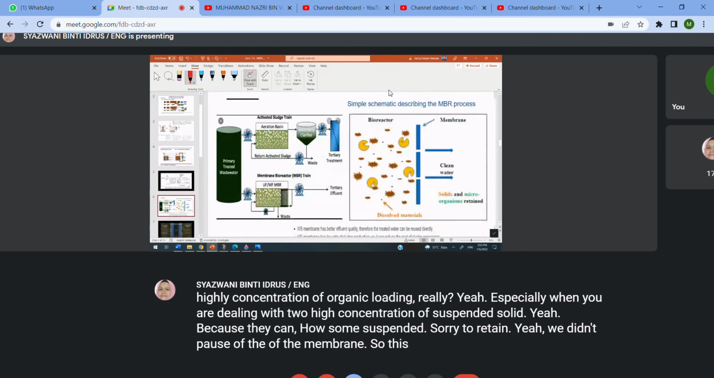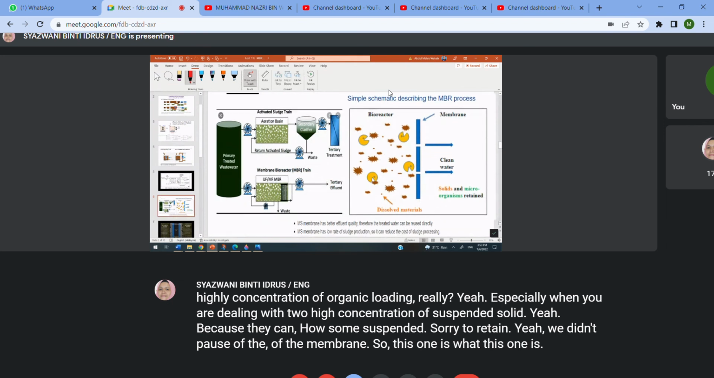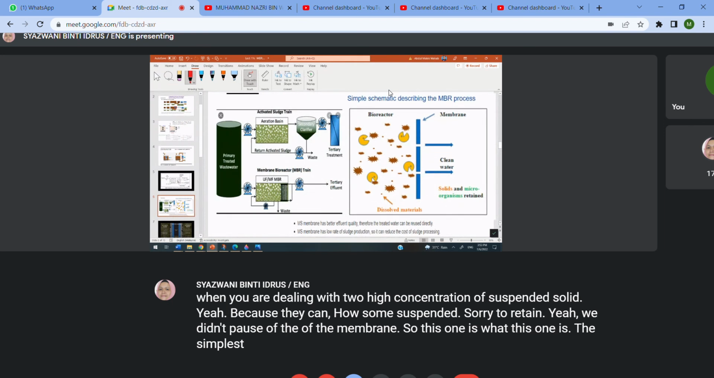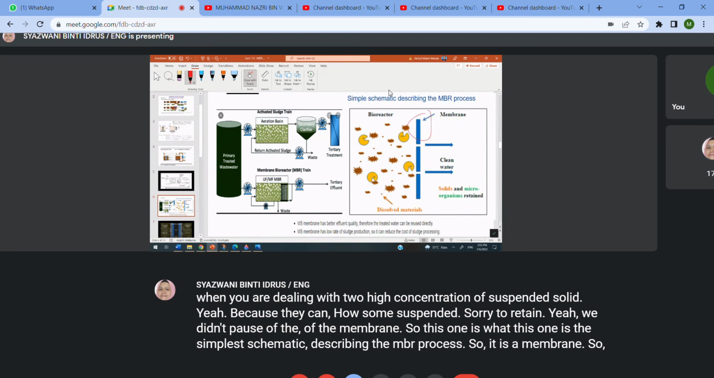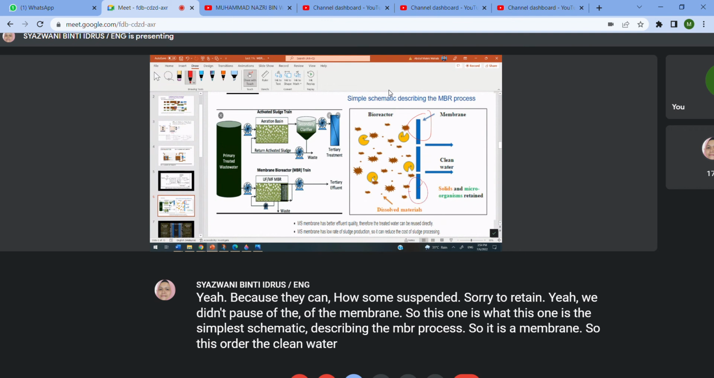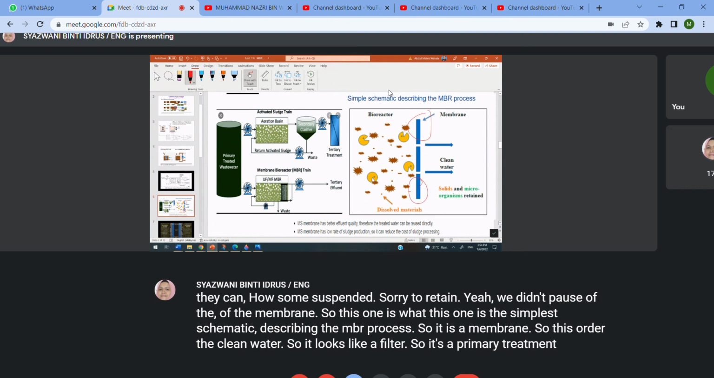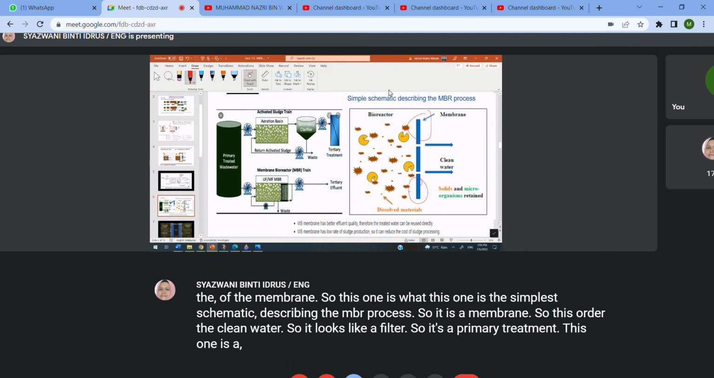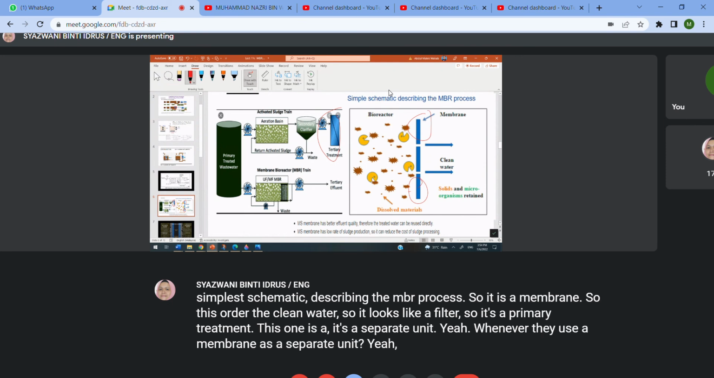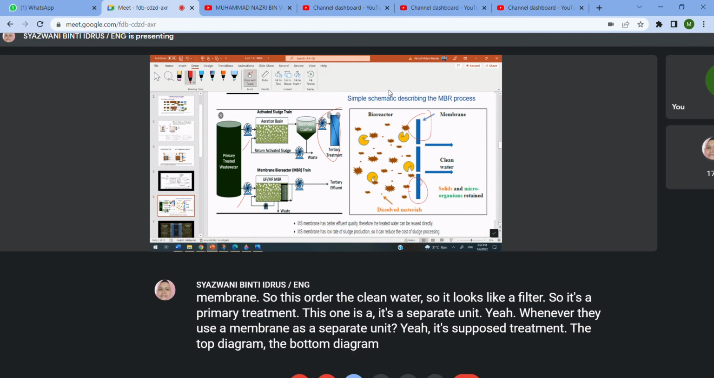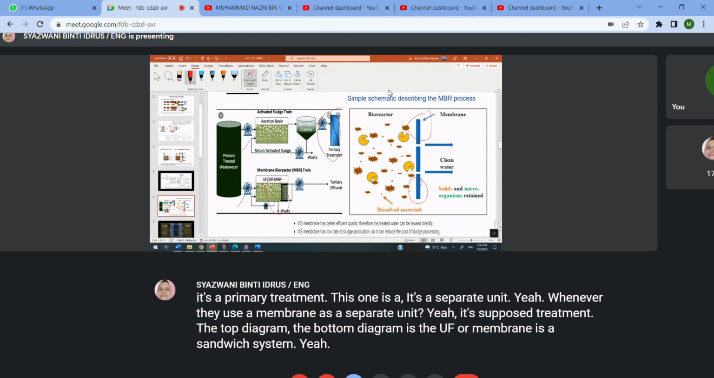So this is a simple schematic describing the MBR process. These are the membranes, and these are the clean water, so it works like a filter. This is the primary treated water. This one is a separate unit: whenever they use a membrane as a separate unit, as a post treatment, it is the top diagram. The bottom diagram is the UF or membrane as a submerged system.